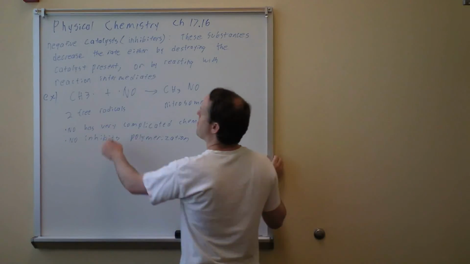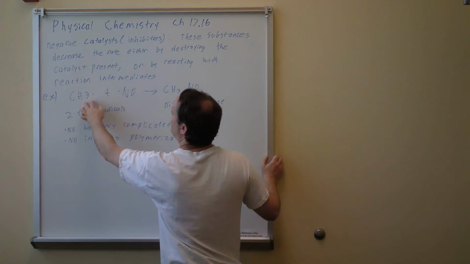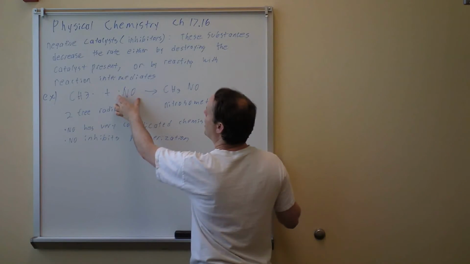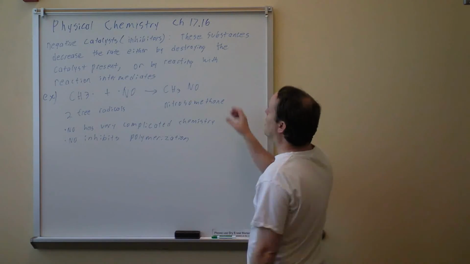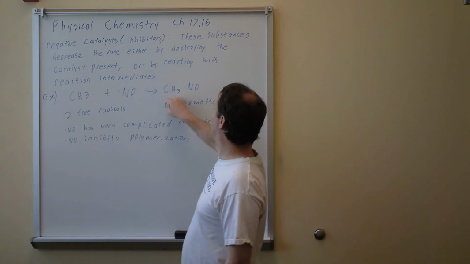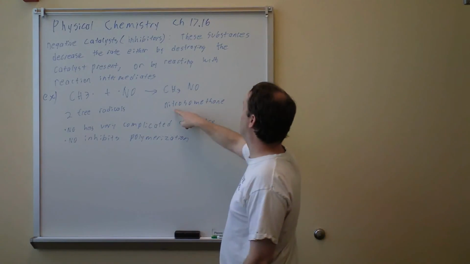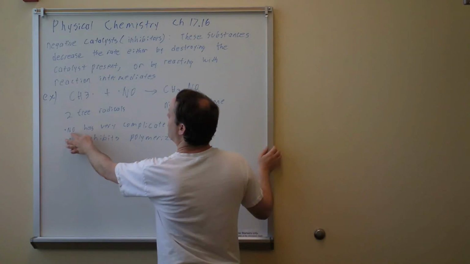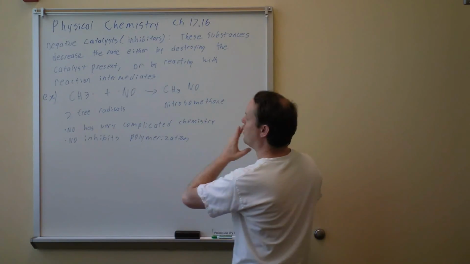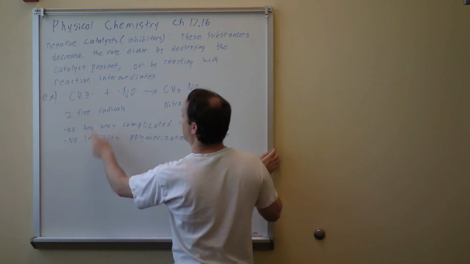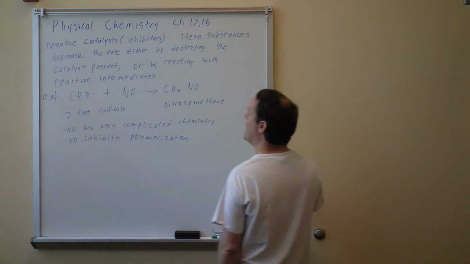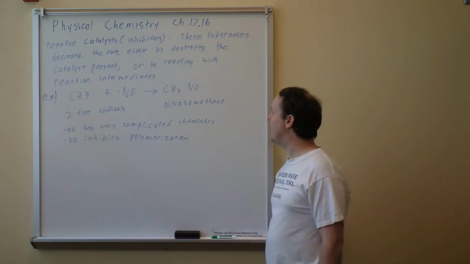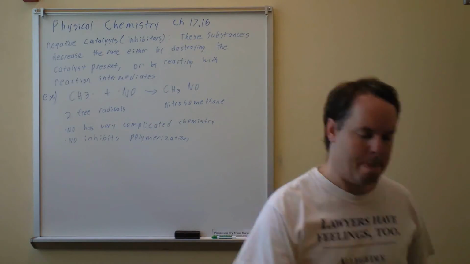For example, let's say you have this CH3 radical and you're trying to make a nice big polymer, but then you have this NO radical. Then, of course, you add these two radicals together and you get a stable molecule, nitrosomethane. Now this NO has very complicated chemistry, but in this case, what happens is you're inhibiting your ability to make polymers out of your organic molecule.